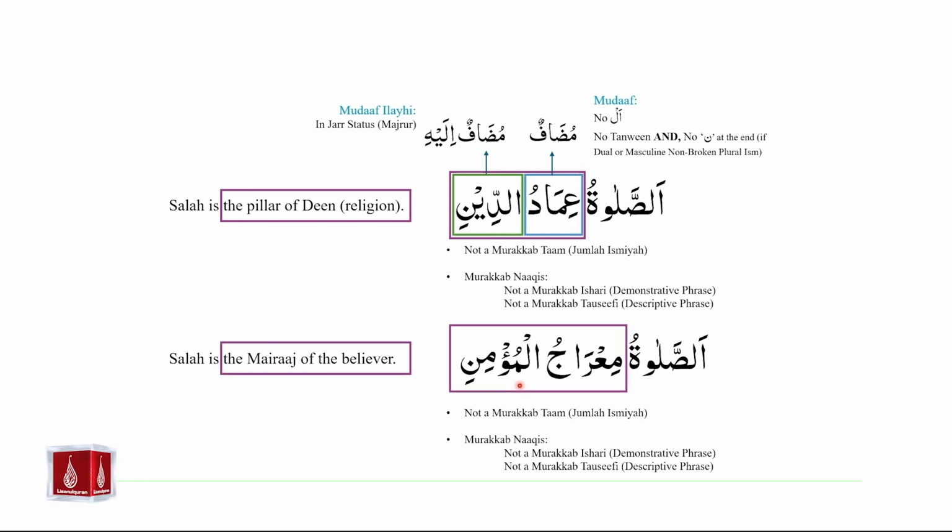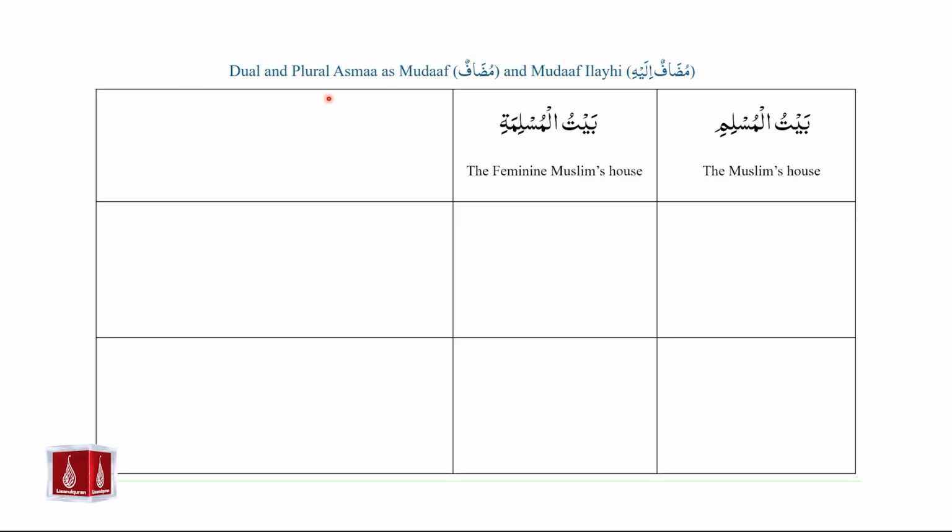Mi'rajul mu'mini is a possessive phrase where mi'raju meets the criteria for it to be mudaf. There is no al, there is no tanween, and al-mu'mini is in the jar status. Al-mu'mini is majroor, so it meets criteria to be mudaf ilayh. Mi'rajul mu'mini will be translated as the mi'raj of the believer. Now we will study dual and plural asma as mudaf and mudaf ilayh.